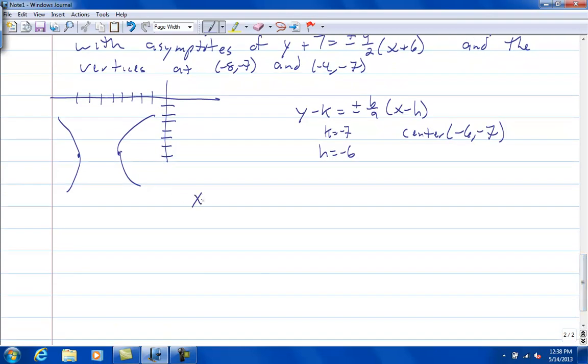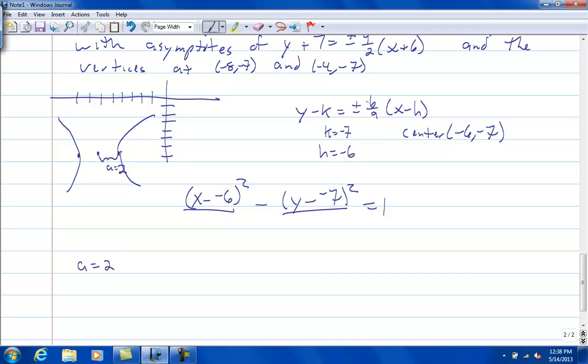So we know it's going to be x minus negative 6 squared over something minus y minus negative 7 squared over something equals 1. Now the next part is to determine what our A is. A is the distance from negative 6 to negative 4. That's 2. It's also from negative 8 to negative 6. It's also a 2. So our A equals 2.